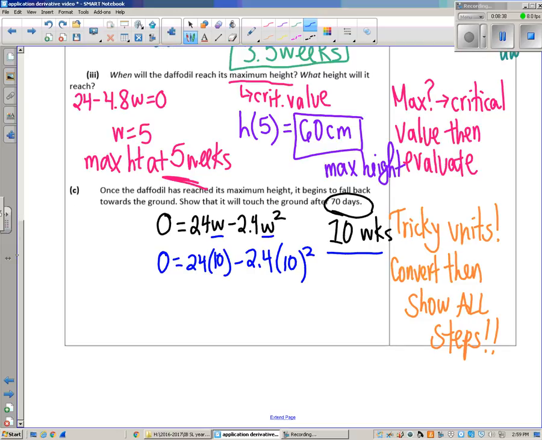You don't want to cut corners in any show that problem, so let's keep working this arithmetic through. So 24 times 10 is 240. Minus 2.4 times 10 squared. Type that into your calculator if you're not sure, but that's 240. 240 minus 240 is 0. So we just showed that after 10 weeks, we're going to go back down to the ground at a height of 0 centimeters. That's all we needed to do for that. So feel free to watch this portion of the video at any more times that you need to. You could pause, replay, any part.